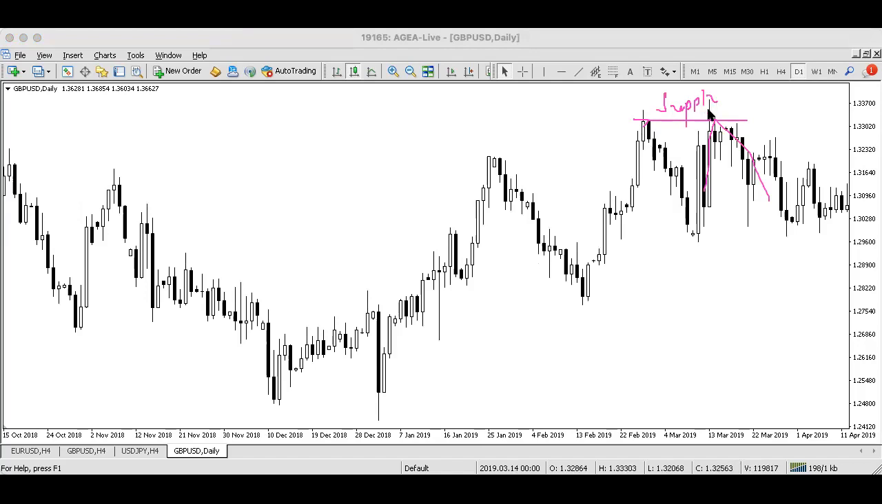Now you can see that after the market rejects that zone, there was a big candle that formed over here, right? See how the market came to retest that particular zone.